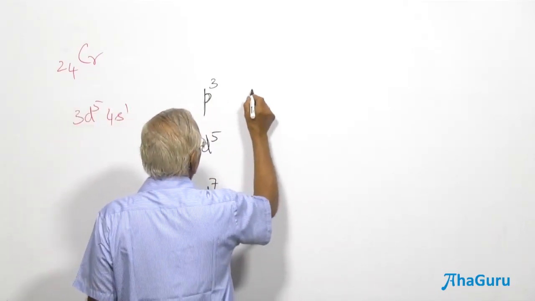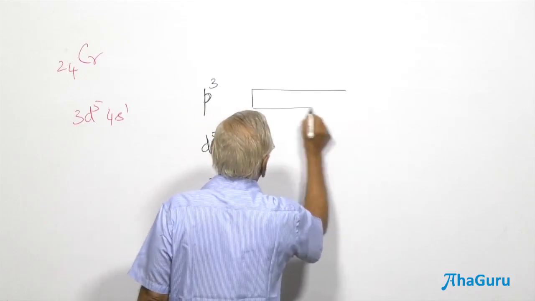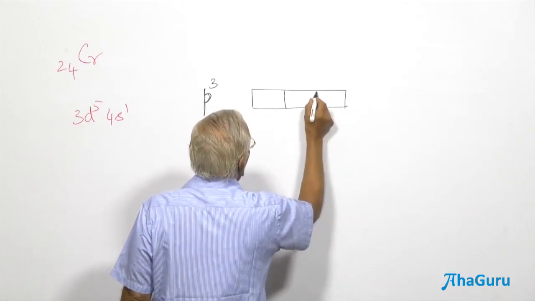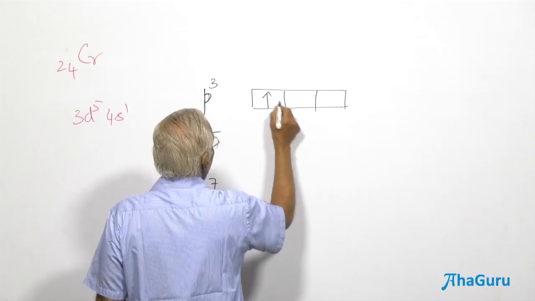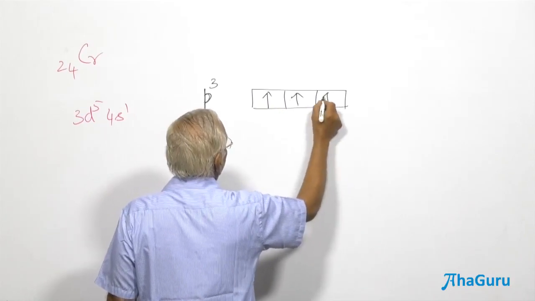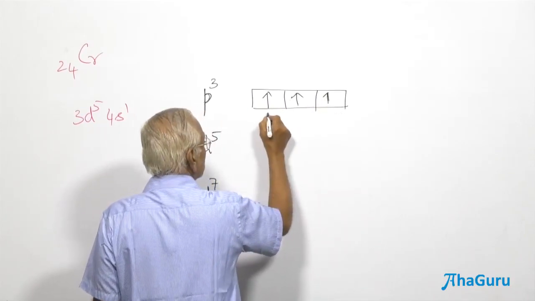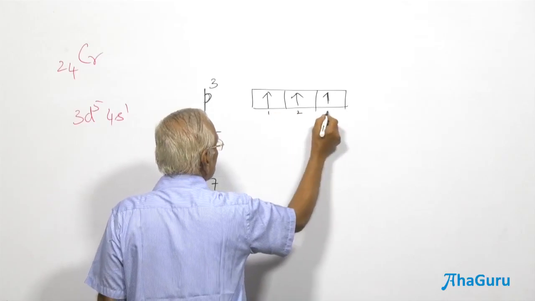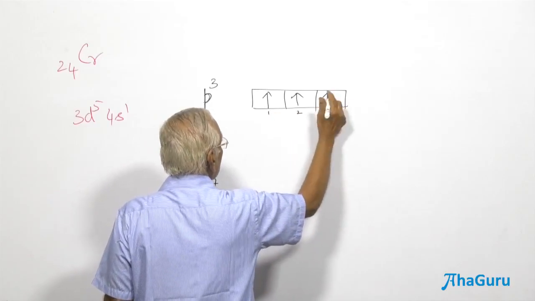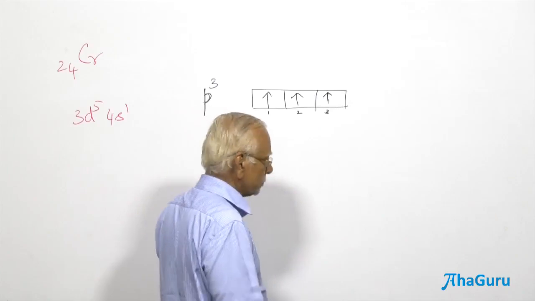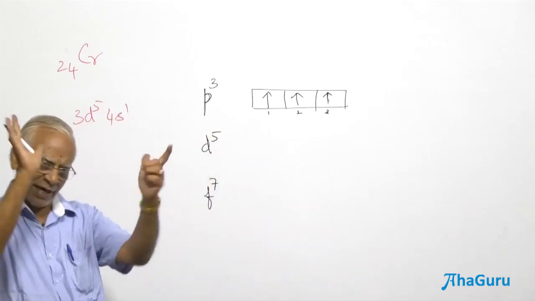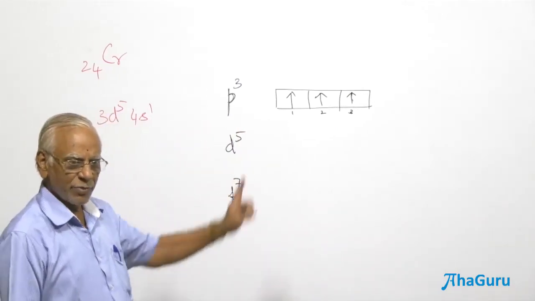Now let us see. As per Hund's rule, there are 3 unpaired electrons. I will number them: electron 1, electron 2, electron 3. I have labeled them, I have given them a name. They can be identified.